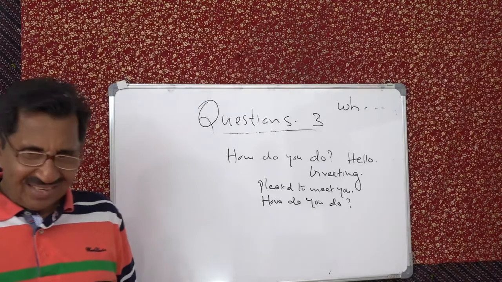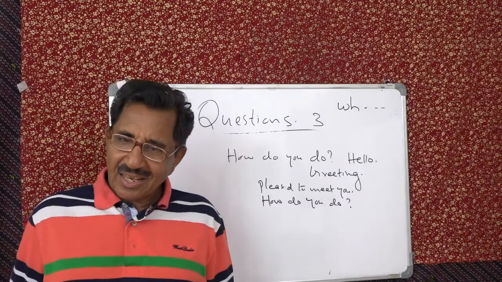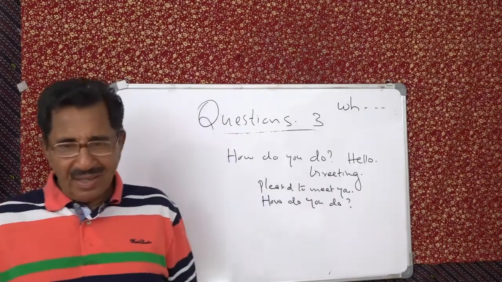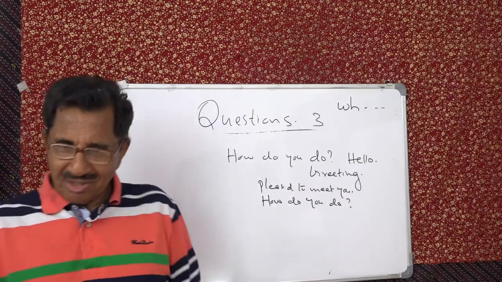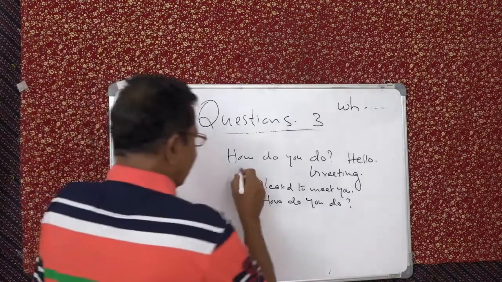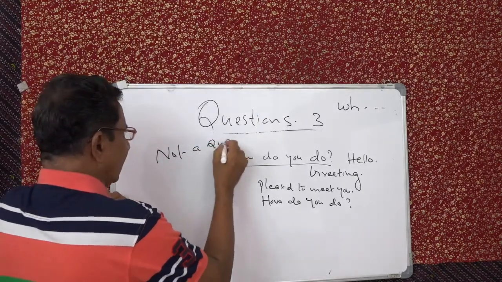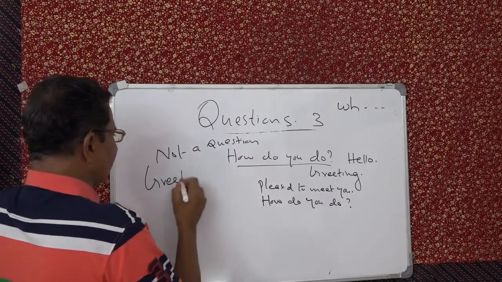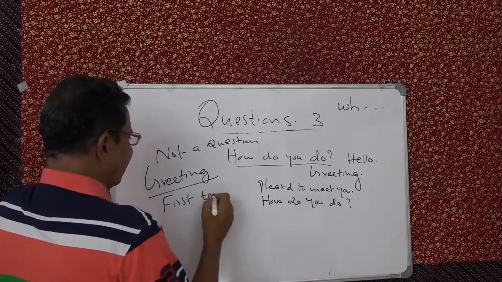Then you can either say hello, or you can say, what do you say? Pleased to meet you. How do you do? So your reply will be, pleased to meet you. How do you do? Yes. So that's one thing. So please remember, how do you do is not a question. It is a greeting, you know. Good morning, we say. Like that. Only the first time when you meet a person.